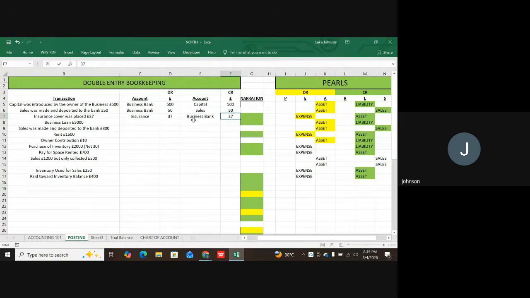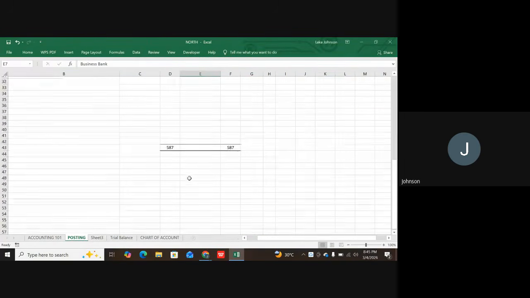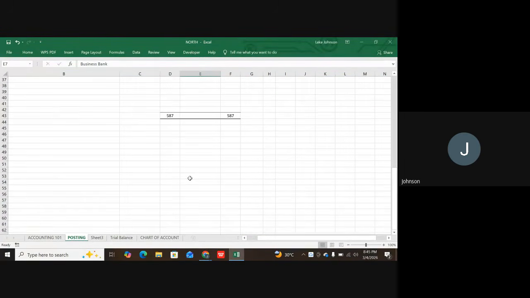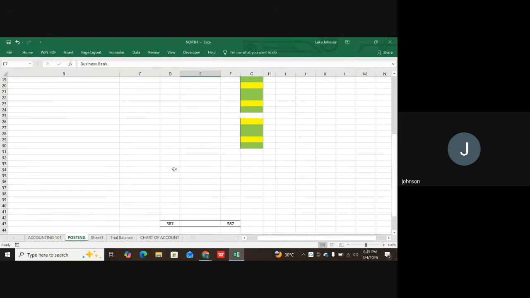Okay, so that is how to achieve that. You can see that insurance is actually an expense, so the expense account is debited, while our business bank was credited by 37. Obviously there is no bank over here, but it actually represents owner's equity. If you check, the total assets anybody has is going to be the addition of your liability plus your equity.